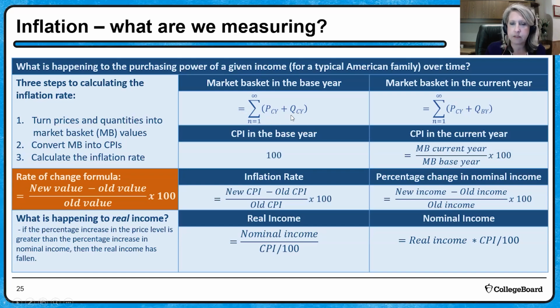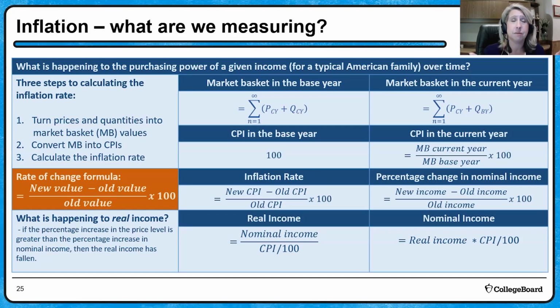The market basket in the base year, we're looking at the base year prices and the base year quantities. The market basket in the current year, again, we care about what's happening to prices. So we look at current year prices, but we hold quantities constant and use our base year quantities. Once we have our market basket values, the next step, and the step you don't want to miss, listen, with basic math numbers, you can calculate the inflation rate using the market basket values.